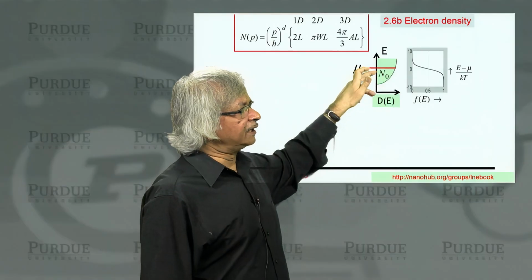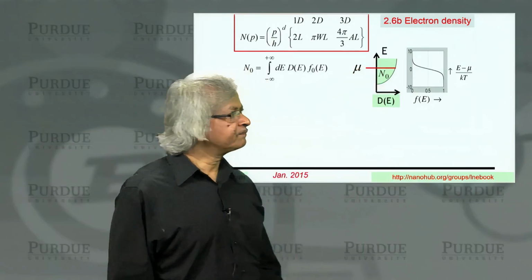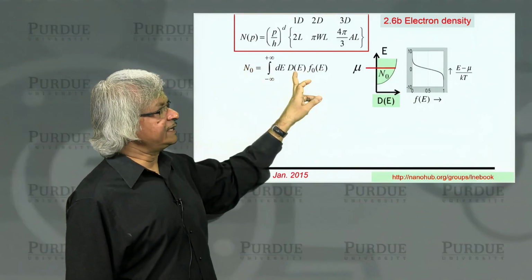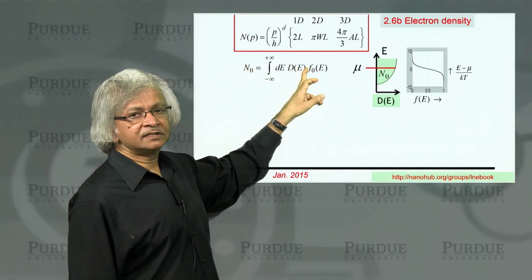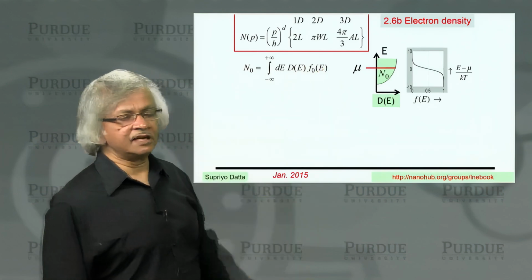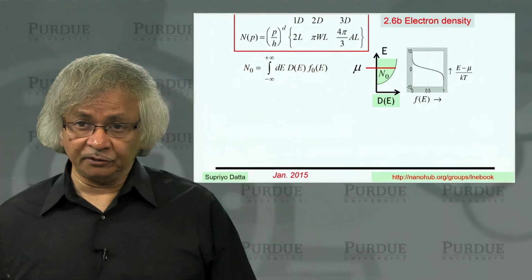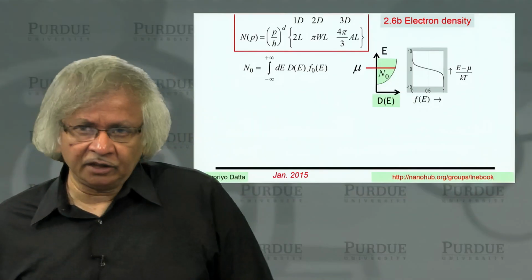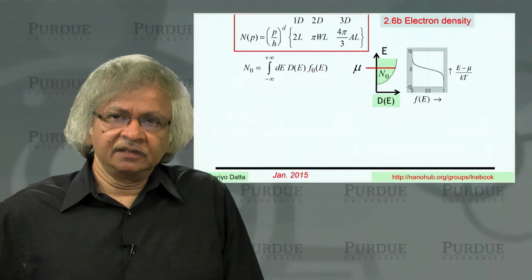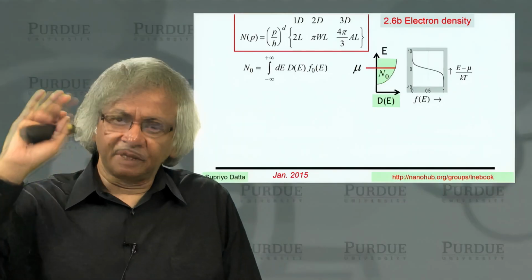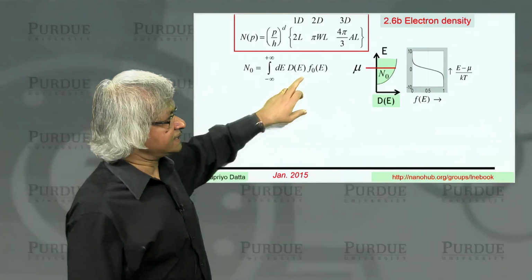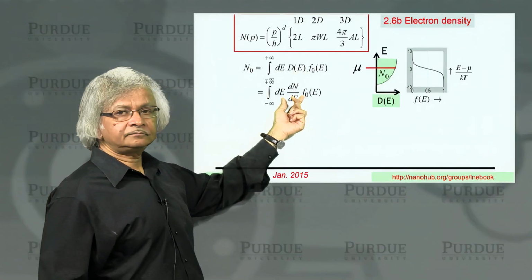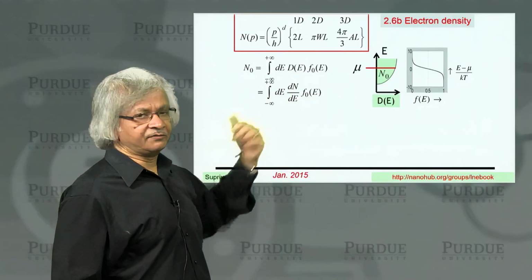Now, if you wanted to calculate the number of electrons, what you should do then is N0, number of electrons, would be like D, density of states, times F0. Density of states tells you how many states you have per unit energy. F0, the Fermi function, tells you if the state is occupied or not. So if you want the number of electrons, then you should take the number of states and multiply it by whether it's occupied or not. So that's this. Now what's D? Well, that's the derivative of capital N. So you have dN dE times F0.